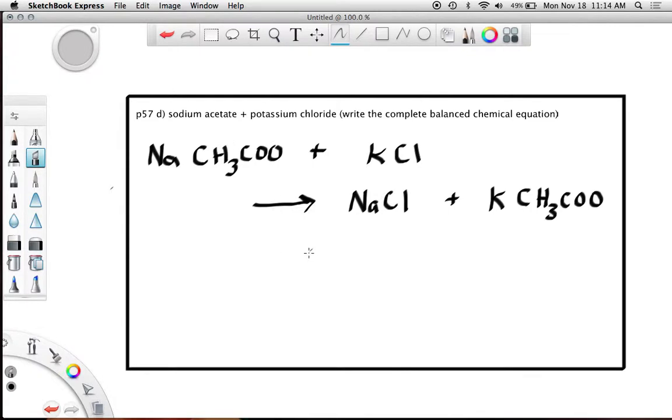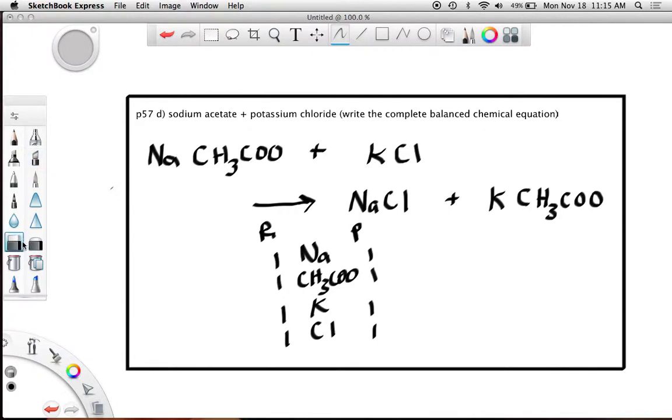Balancing is done. If I was to look at Na, CH3COO, K, Cl, on the reactant side and the product side, I have 1, 1, 1, and 1, and 1, 1, 1, and 1. That was pretty easy. So balancing was easy. For the test, you're welcome to write ones, but typically in chemistry, if there is a 1, we don't normally write it. I'm just going to clean this up because I need this space for something else.